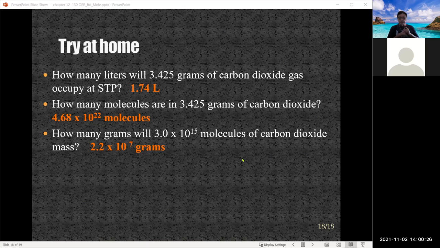In this example, again, you're still working with carbon dioxide, so go ahead and calculate. You don't have to calculate the molar mass because you did that for the first one. So if you're given 3.0 times 10 to the 15 molecules of carbon dioxide, how much would that weigh is the question. And so that's a pretty large number of molecules, right? 3.0 times 10 to 15, large number. But you should have a weight of 2.2 times 10 to the negative 7 grams. Extremely tiny, tiny, tiny. All right.